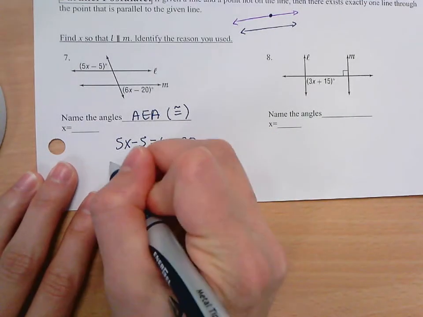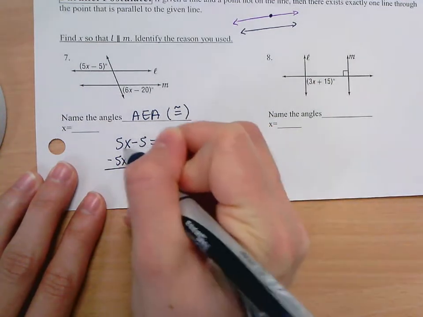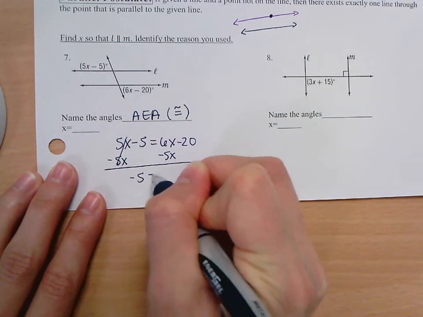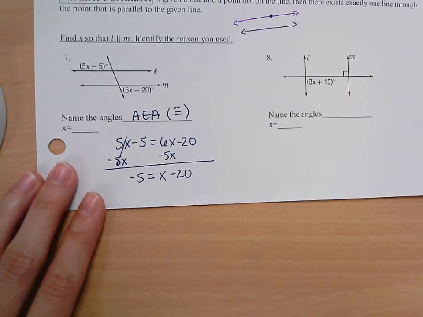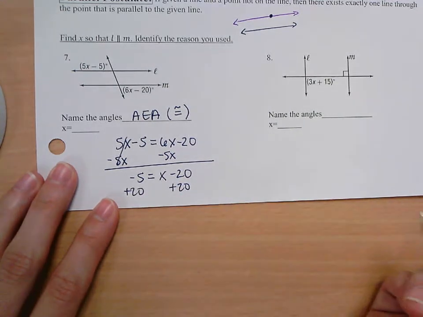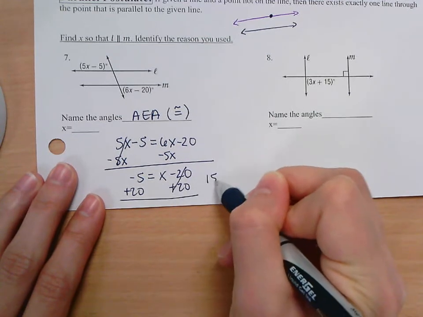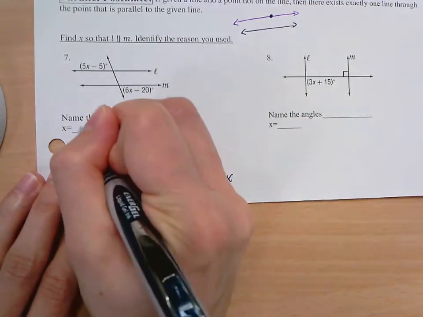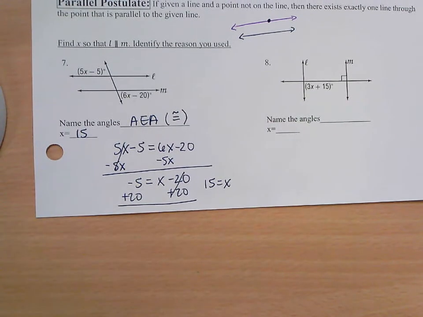Just to keep x positive, I'm going to subtract 5x from both sides. So negative 5 is equal to 1x, or just x, minus 20. And then if I add 20, I get positive 15 is equal to x. So x would equal 15. That value of x makes alternate exterior angles congruent, which makes the lines parallel.